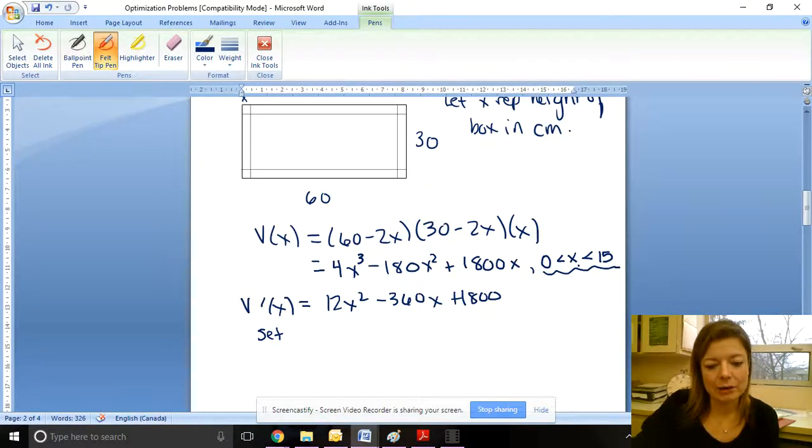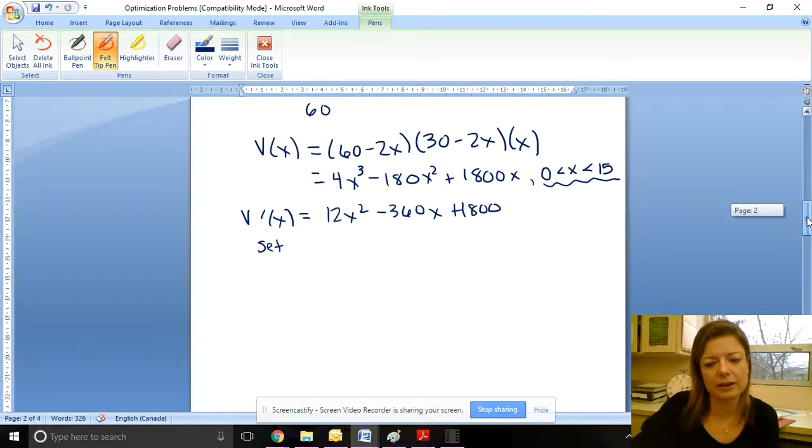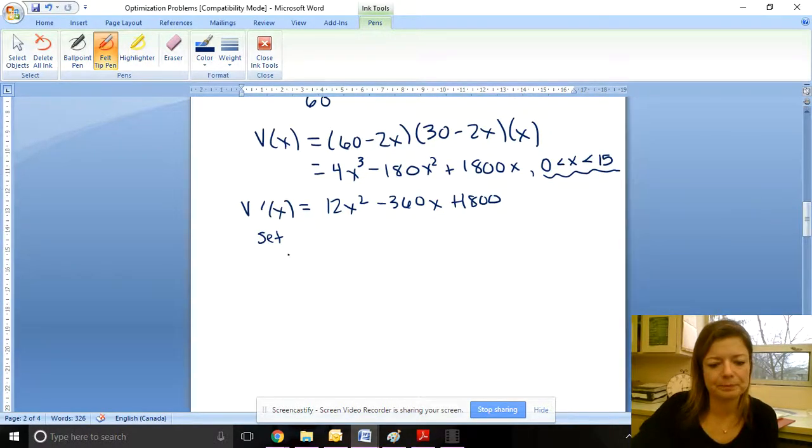Okay, how do I know 15? Where does the 15 come from? Well, if I have 15 centimeters, then this length would go away. I would have no length there. So that's the highest it could be, is just below 15. Okay, so I can't include 15. So again, on my algorithm, I don't actually have to calculate the volume there because it's not possible.